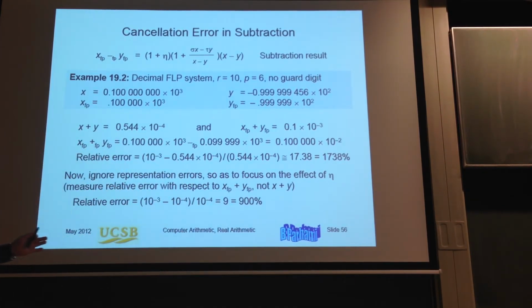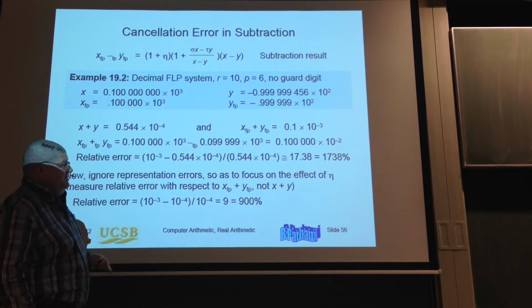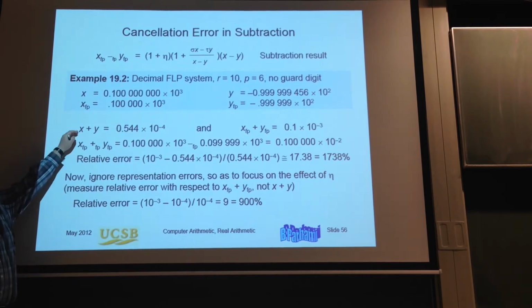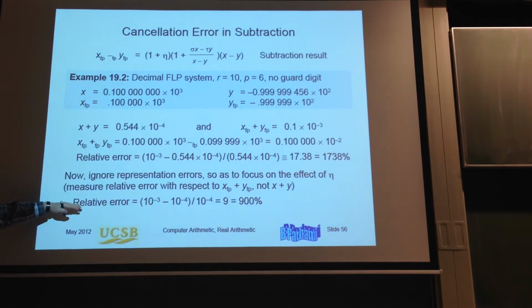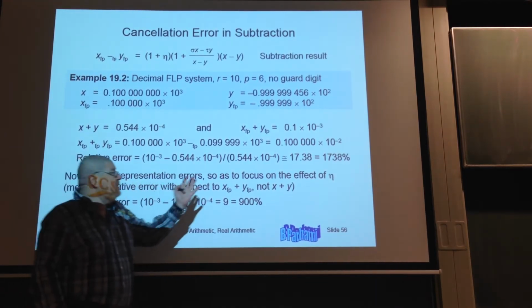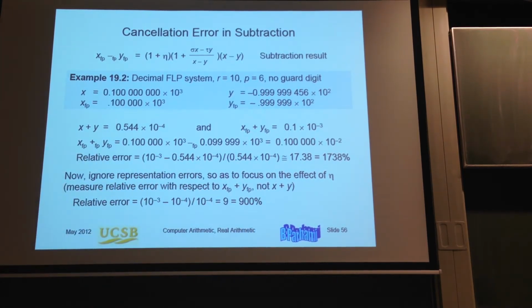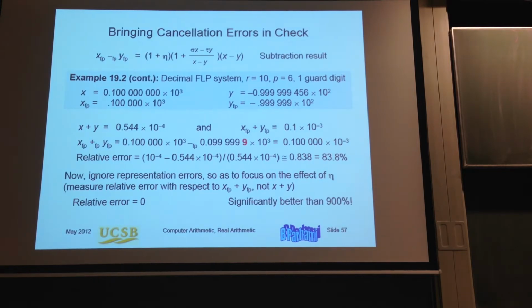Then in one subtraction, right, it's an addition, but one is negative, in one subtraction, I have a huge error. And this is because I was actually measuring the error versus the ideal case. Now, if I do the error relative to what I could get from my floating point representation, it's still 900%. That kind of thing we cannot do. Then we have to do something.